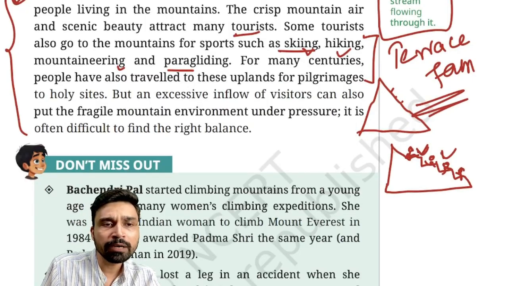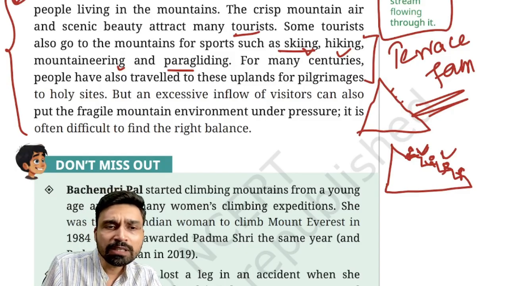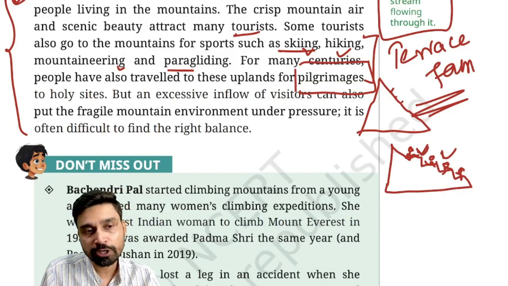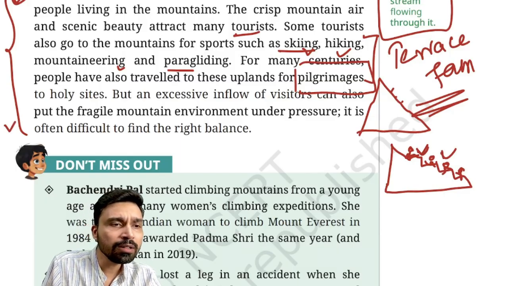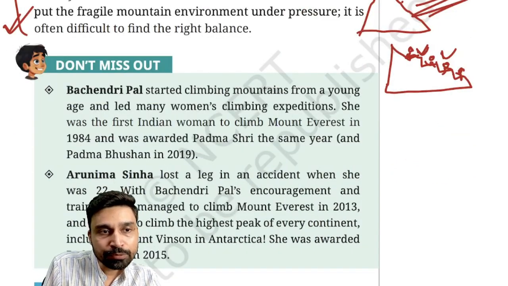For many centuries, people have traveled to this upland for pilgrimage also. For example, you will find Gangotri, Yamunotri, Kedarnath, Badrinath. All of these pilgrimage sites are found in the Himalayas itself. Charar-e-Sharif also you will find here, the Amarnath cave you will find here, and the Kailash range you will find in the Trans-Himalayas.